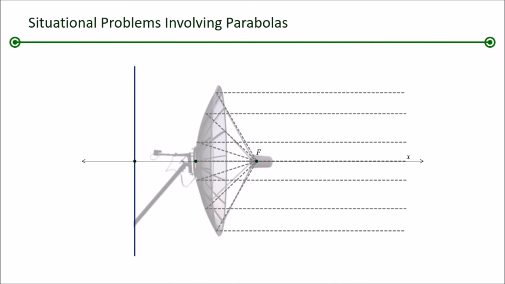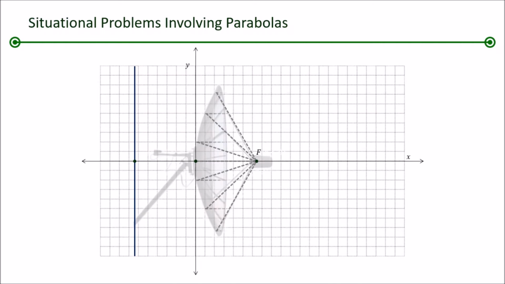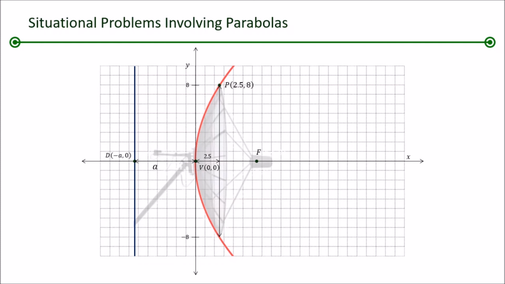It would be convenient to put the vertex exactly at the origin, from which we measure the depth of the dish at the vertex, which is 2.5 feet. The dish is 16 feet across, so the edge of the dish would be 8 units above and 8 units below the x-axis. A point P on the parabola would therefore have the coordinates (2.5, 8).